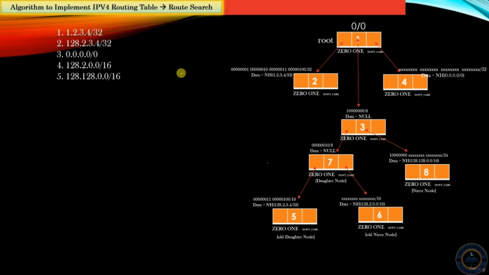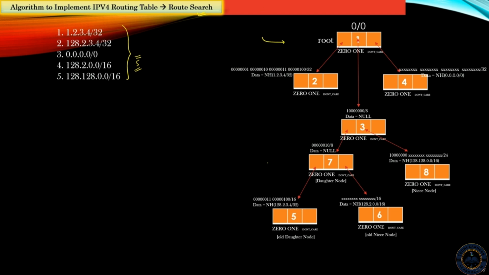So guys, now let us begin with the route search algorithm. You can see that we have an mtrie data structure on the right hand side, and at this point of time these 5 routes have already been inserted into this mtrie data structure. It simply means that we have inserted 5 routes. It means this mtrie data structure would have 5 leaves.